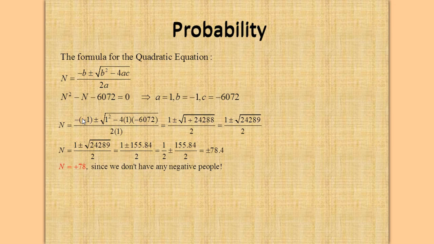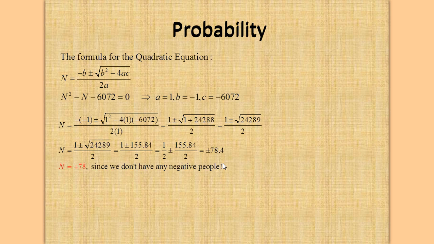So we plug those, do our multiplications of our negative numbers, and we come up with 1 plus or minus the square root of 1 plus 24,288. Okay, we add 1 to that, 24,289. Okay, divided by 2. And we take the square root and perform all those calculations. And we come up with plus or minus 78.4. Well, we round that off to 78. Since we can't do 0.4 people, okay?